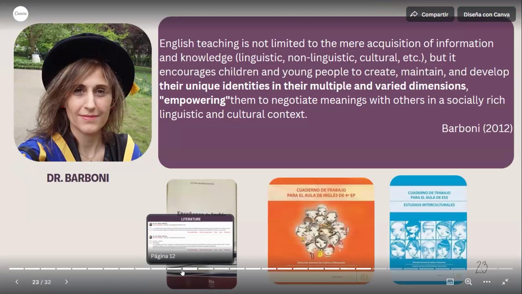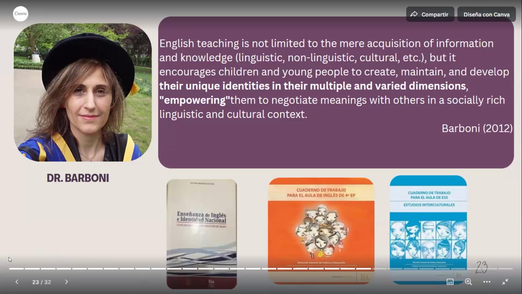So now, talking about reflection, to empower students by raising awareness, I would like you to focus on raising awareness on identity. And here she is, Dr. Barboni, right? You may know her. She is a very well-known, widely known researcher. She's also an Argentinian researcher from Universidad de La Plata, and is the author of many books, but one that I want you to draw attention to is Enseñanza del Inglés y la Identidad Nacional, among many other books.